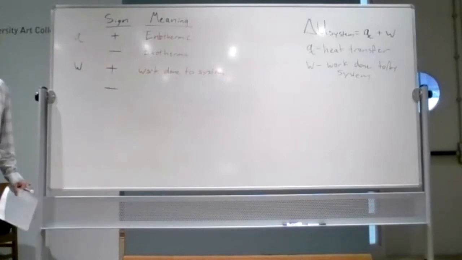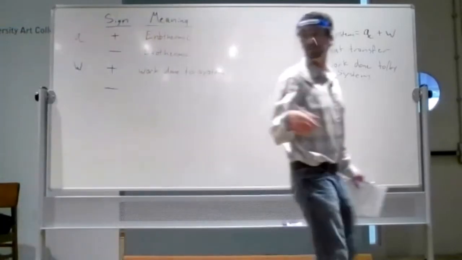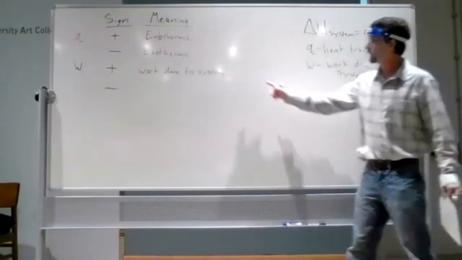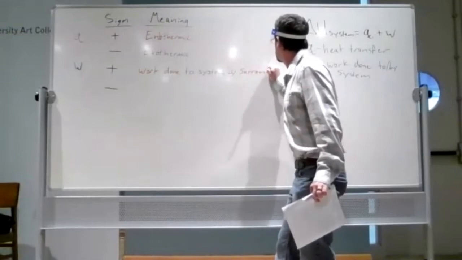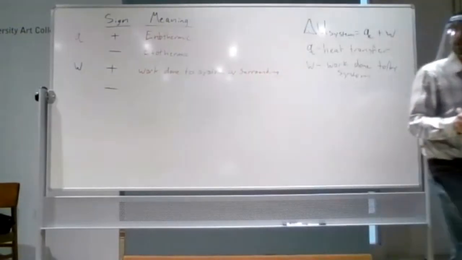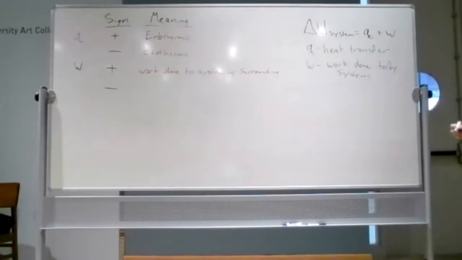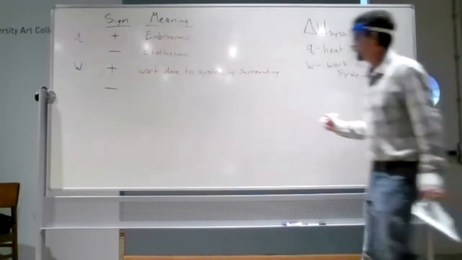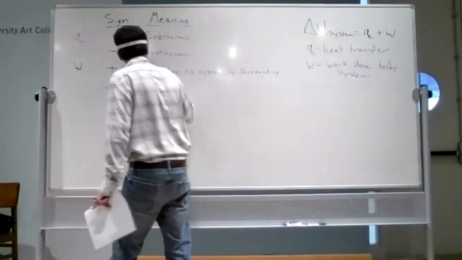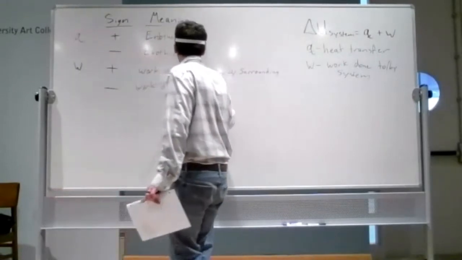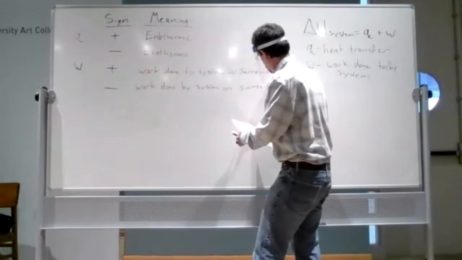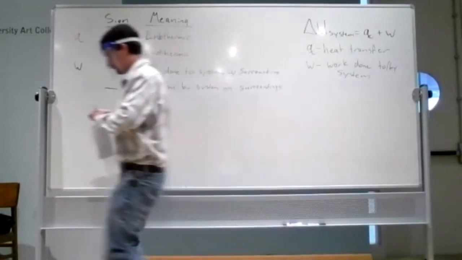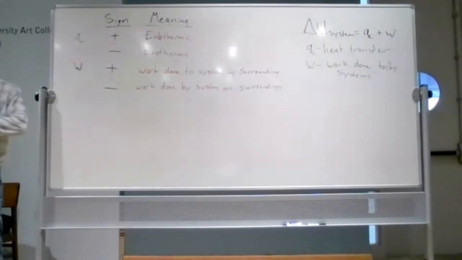If we want to keep with this technical thermodynamics linguistics, work is done to the system by what? By the surroundings. So now what does a negative work mean? The system did work on the surroundings. Yeah. Work done by system on surroundings. So it's important to keep in mind, like, when is energy entering and leaving the system?